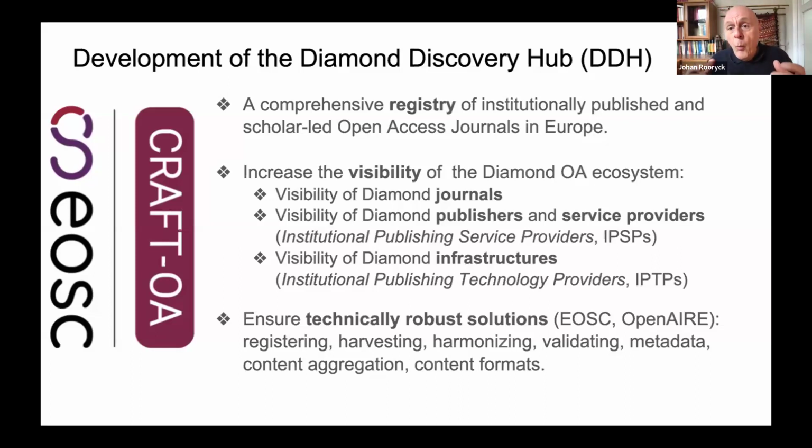But in order to do that, of course, if you want to make a registry, then you need to know what to count as a Diamond Open Access journal. And that is easier said than done, because many journals might want to call themselves Diamond Open Access, but maybe they are not, maybe they are. This is something that we need to provide clarity about. And that's what we're here to discuss. It's not like we want to impose a definition of diamond.